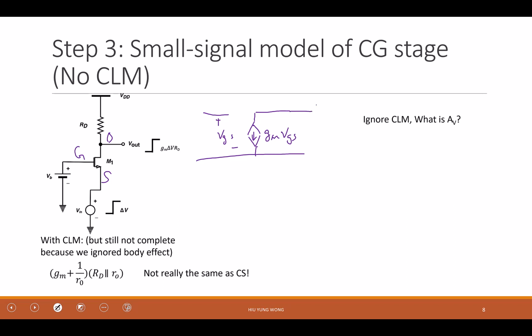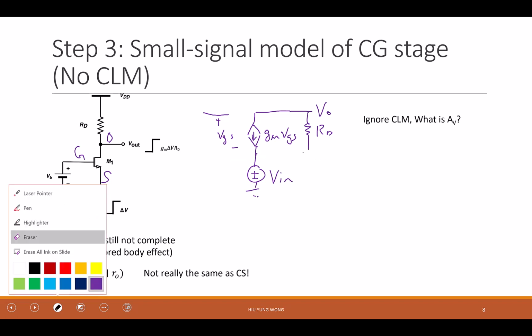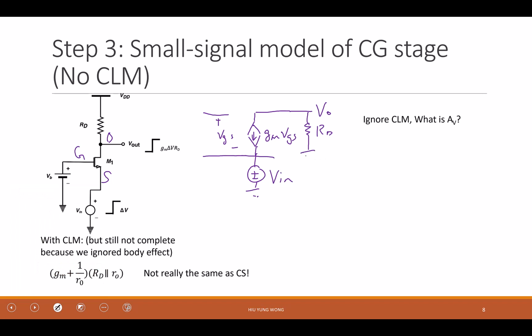For the drain, we care about the V out, but then I am going to put the RD here, which probably is wrong. I make a mistake. Where should the RD end up at? Should be going to ground, and I kind of connected it to the source. Unfortunately, the source is not grounded. It is V in, right? So I make a mistake here. I should just remove this one and connect this to ground, right?